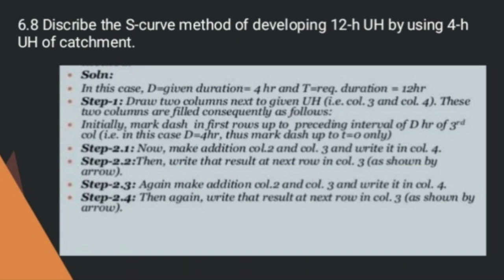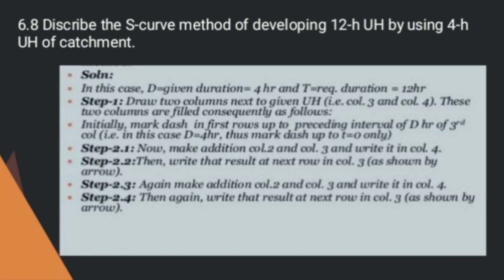6.8. Describe the S-curve method of developing a 12-hour UH by using the 4 hours UH of a catchment. Solution. In this case, D equals the given duration, 4 hour, and T equals the required duration, 12 hour. Step 1. Draw 2 columns next to the given UH, column 3 and column 4. These 2 columns are filled consecutively as follows.